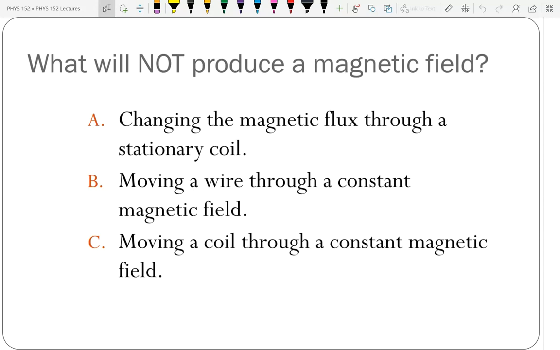What will not produce a magnetic field? Hopefully now I have things straightened out. You put rotating.